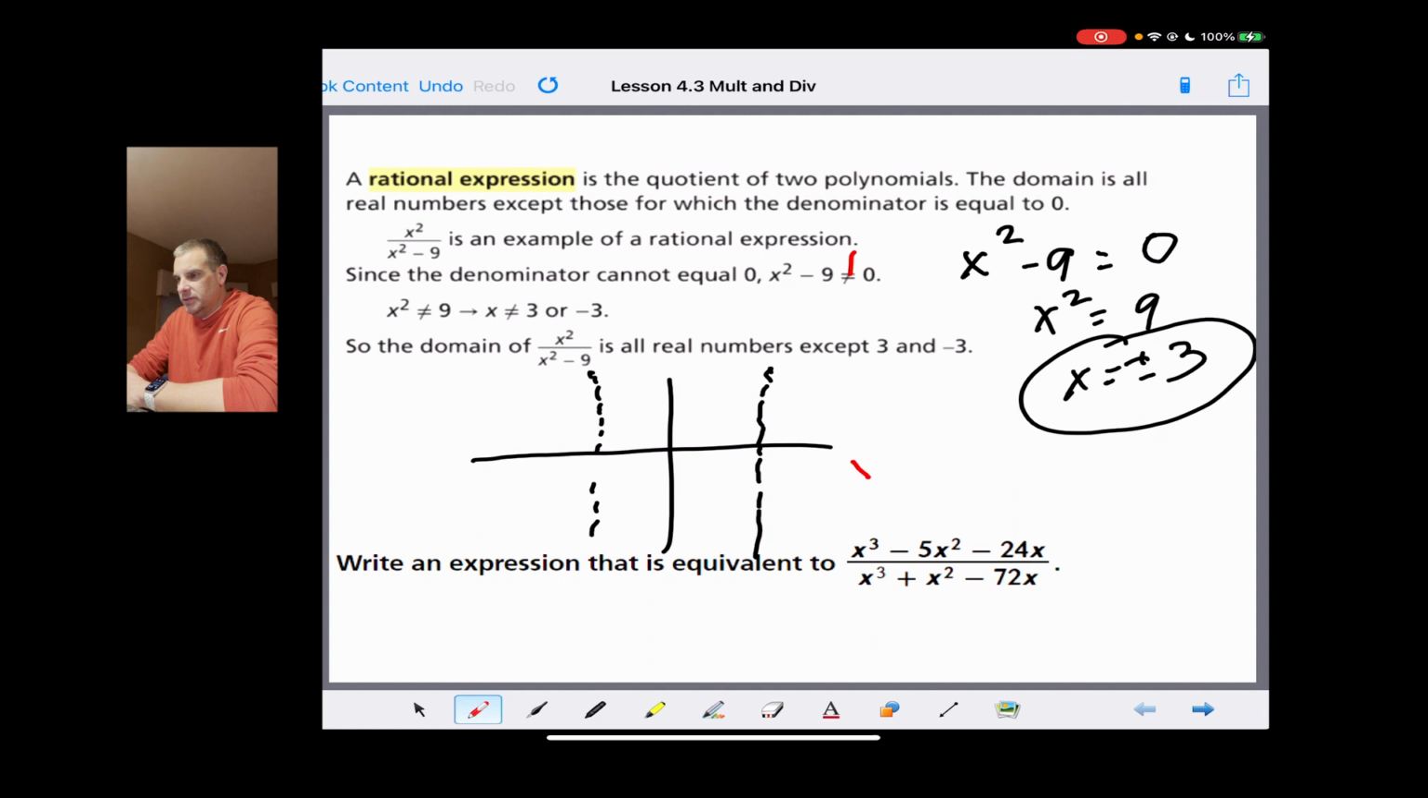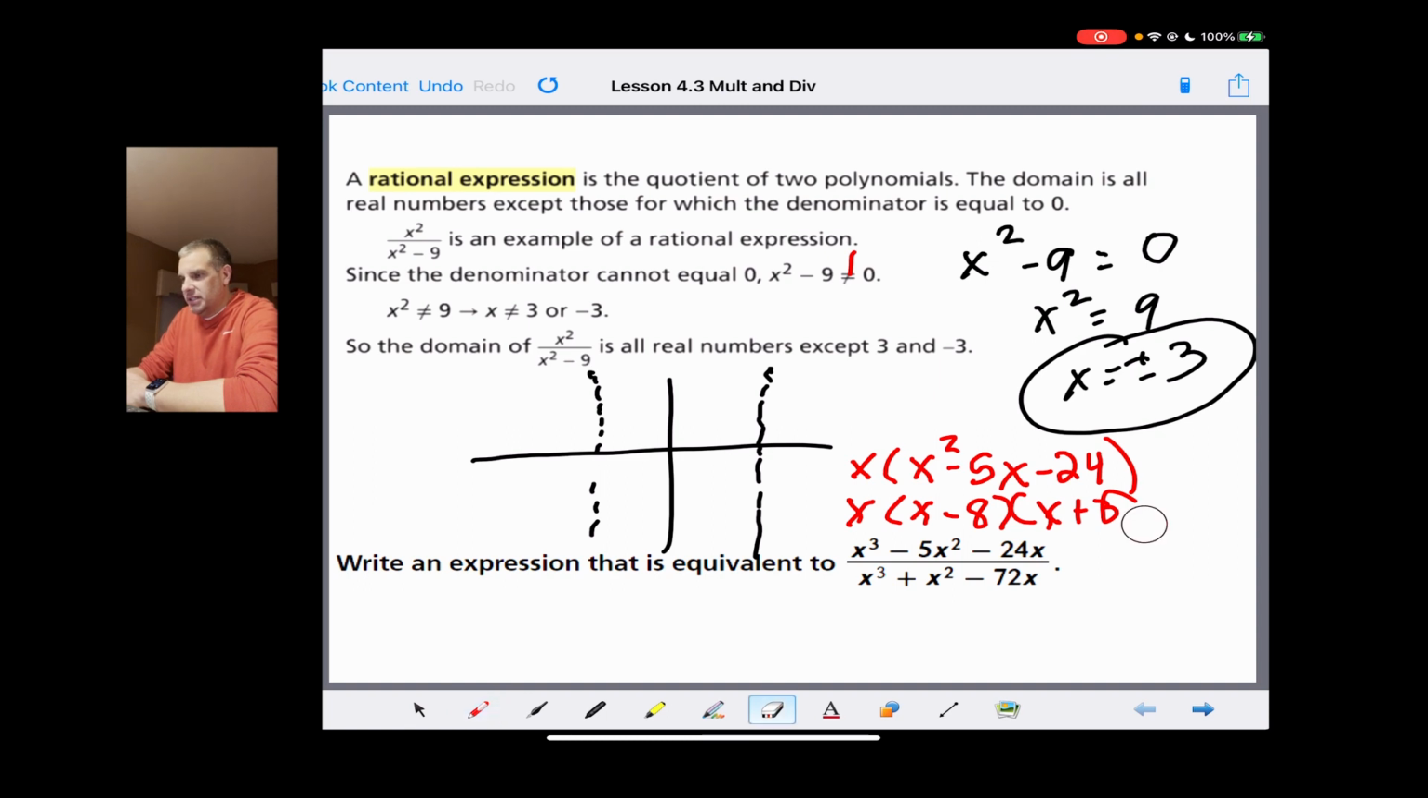So the first thing I'm going to do, in this top one, is factor out an x. And that leaves me with x squared minus 5x minus 24. And then I can probably factor that. My guess is it's going to be x minus 8 and x plus 3. So that's going to be our numerator factored. And I'm just going to put a little bit of a circle around it so I know where it's at.